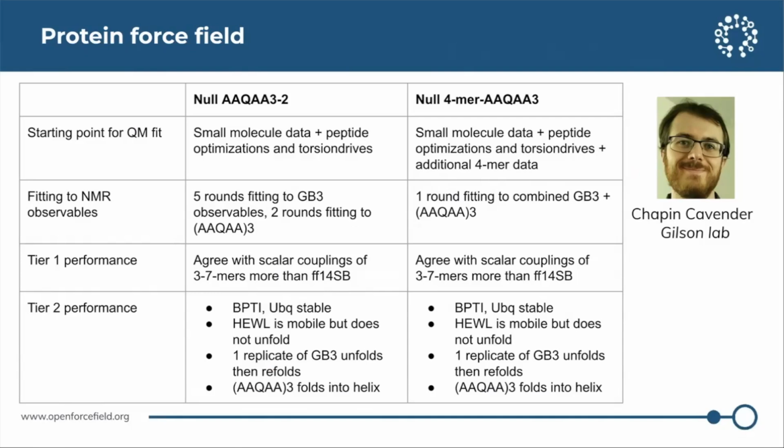The second approach, null former AAQ-AA3, is very similar. Chapin starts from a QM fit, but crucially, he has added an extended dataset of tetramers to the QM dataset. This gives a much better starting point, with the result that a single round of fitting to combined GB3 and 15-mer NMR data results in a force field that performs to a very similar standard as the previous approach.